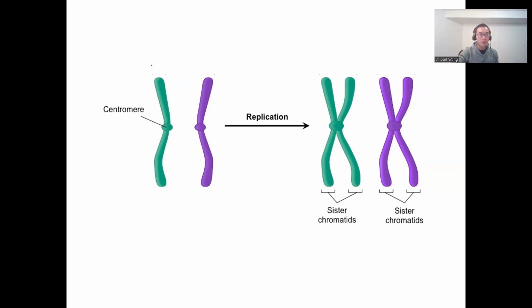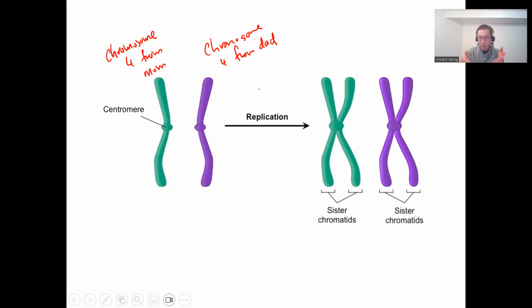So let's say this is chromosome 4 from your mom, and then in your body, chromosome 4 from your dad, and then they will be the same length.